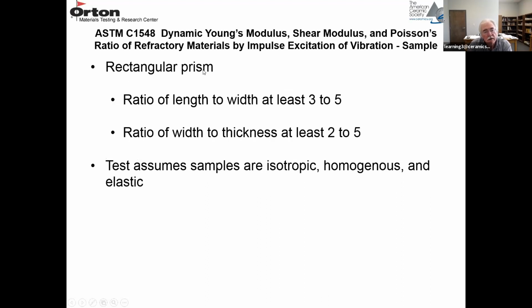The sample is a rectangular prism. The ratio of length to width has to be about 3 to 5, and the ratio of the width to the thickness has to be between about 2 to 5. These ratios are set by the derivations of the equations used to calculate the elastic properties, and the equations are valid over samples of these dimensions. We're assuming we have an isotropic, homogeneous, and linear elastic material when we make these measurements.